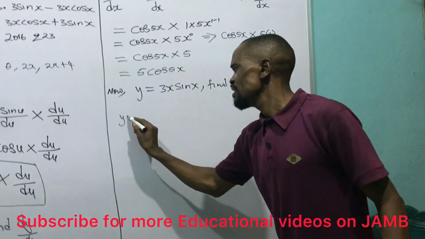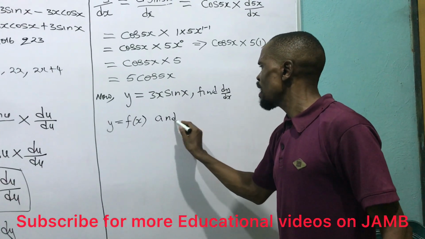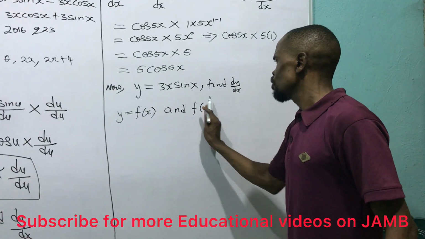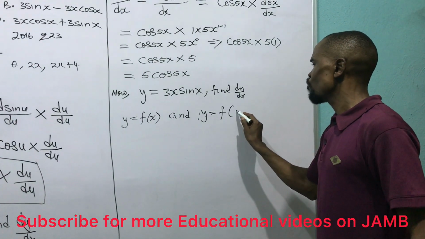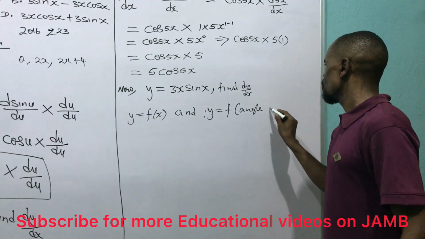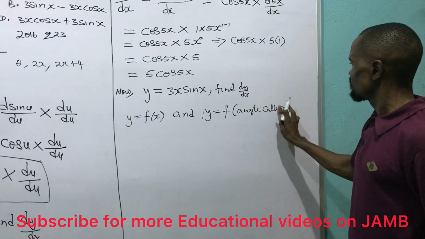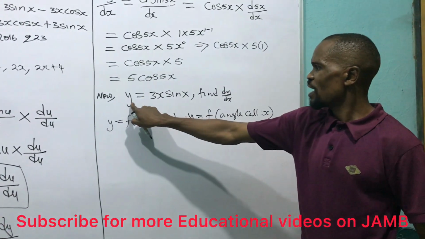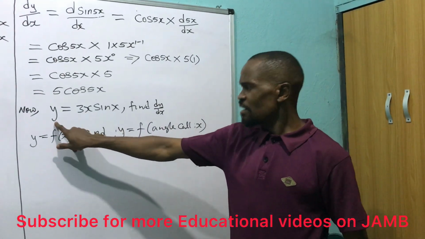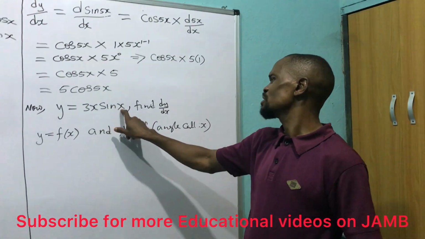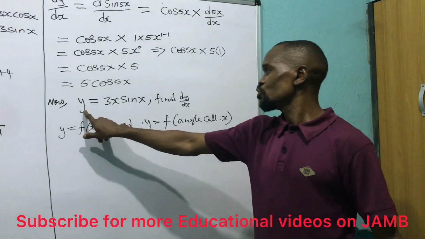This y is a function of x, and the same y is a function of the angle. The angle is called x. Look at this, y is a function of 3x, and the same y depends on sine x. That means y depends on x and also depends on the angle.